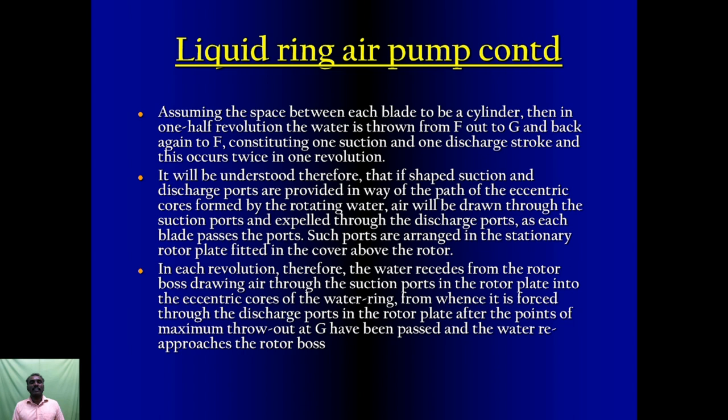Such ports are arranged in the stationary rotor plate fitted in the cover above the rotor. In each revolution, therefore, water recedes from the rotor hub, drawing air through the suction ports in the rotor plate into the eccentric cores of the water ring, from where it is forced through the discharge ports in the rotor plate after the point of maximum throwout at G has been passed and the water reapproaches the rotor hub.